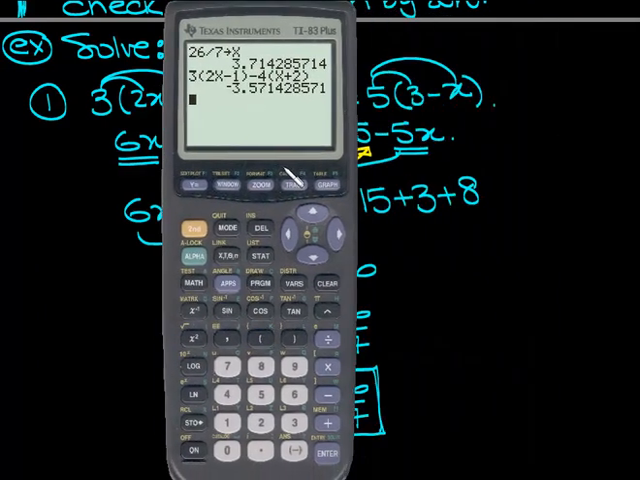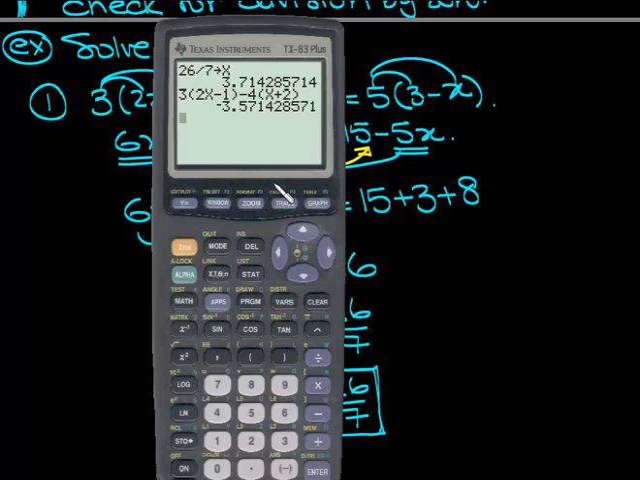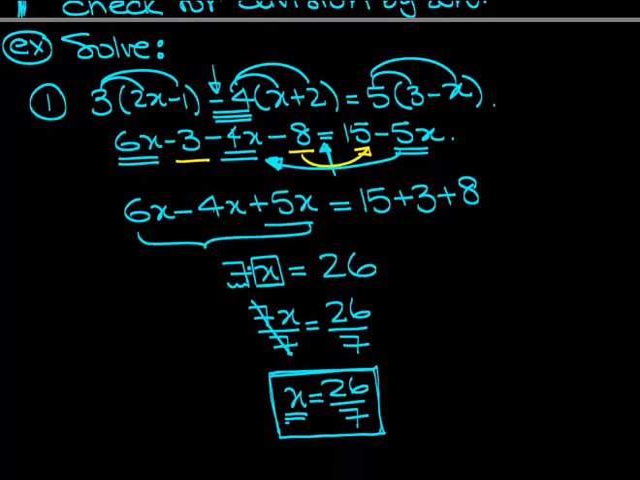Now let's do the same thing with your right hand side and see if those two values are the same. So I take 5 parentheses 3 minus x close parentheses, and they are the same. So we know the solution we came up with was right. That's all we need to do to check your answers. Just store the value of the answer you got into the variable x, and then just check the two sides. I'll show that to you again in the next example.